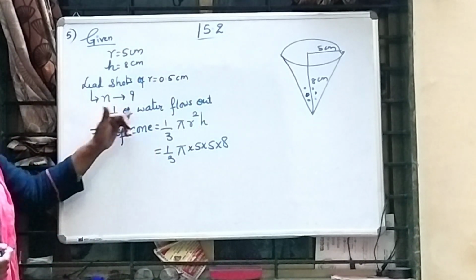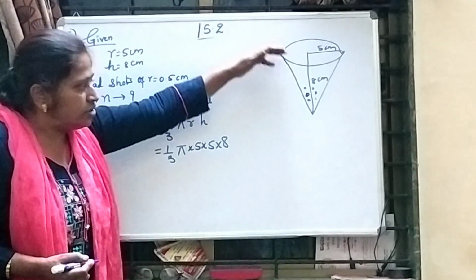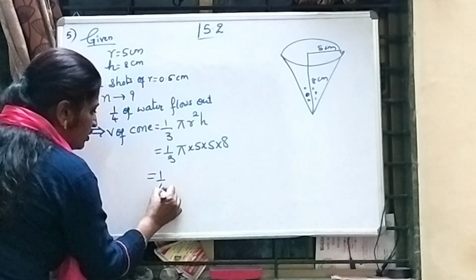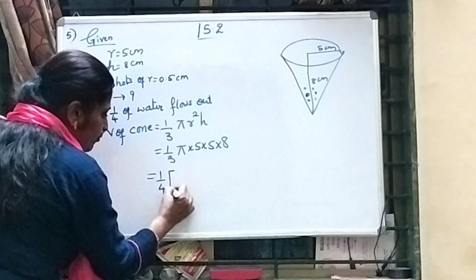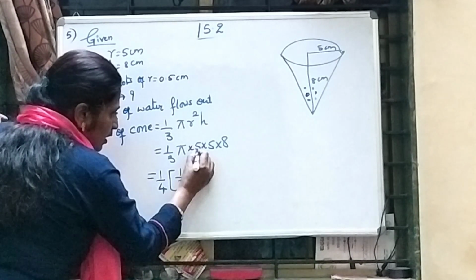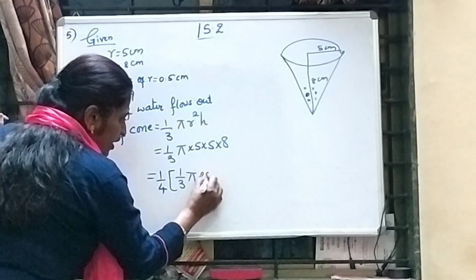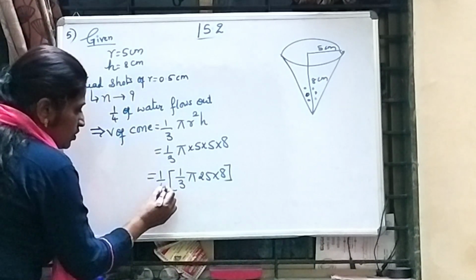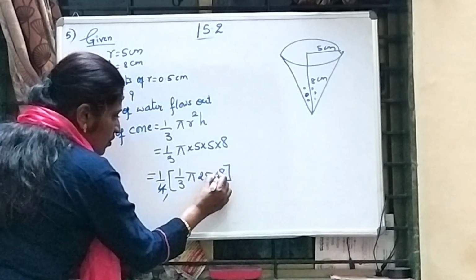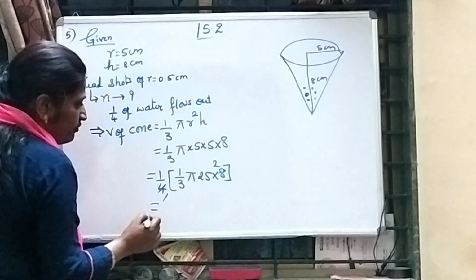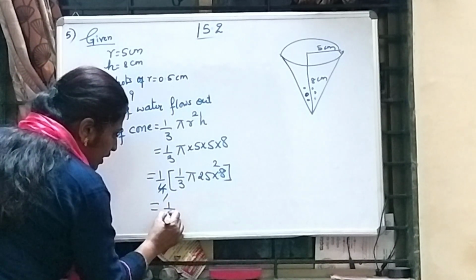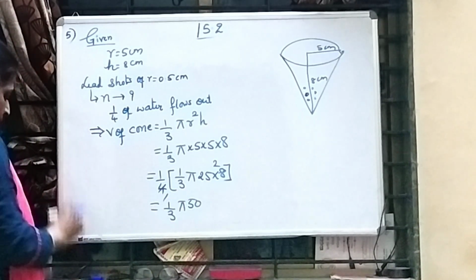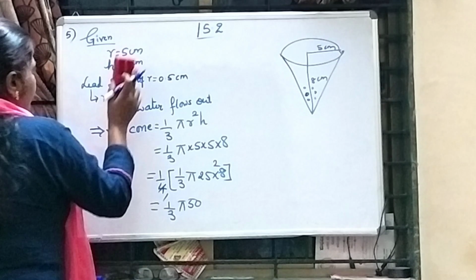But we cannot find the number of lead shots yet, because 1/4 of the water has flowed out when the lead shots were put in the cone. So we'll now find 1/4 of its volume. That means 1/4 of 1 by 3 pi r square, 5 into 5 is 25, into 8. Anyhow, this is multiplication, so we can cancel here. 4 ones are 4, 4 twos are 8. So now it's left with 1 by 3 pi, 25 twos are 50. This is the volume we have found.